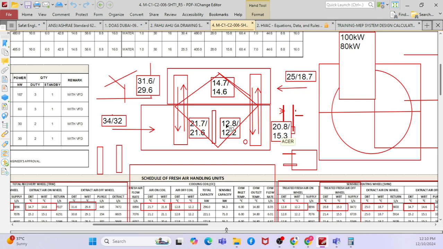I cannot supply 12.8, 12.2 into my space, right, because this is a fresh air handling unit. The fresh air handling unit supply temperature should be close to the return temperature, right? I cannot supply 12.8 or 12.2 into my space, because the humidity will increase, then moisture will increase, then the room will be overcooled, because I already have an AC machine for the cooling purpose, right? This is the fresh air ventilation purpose.